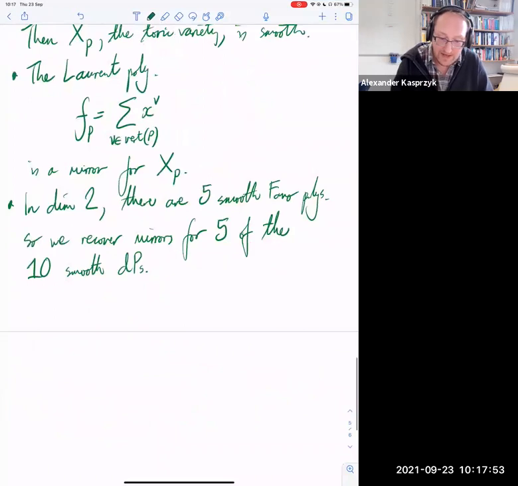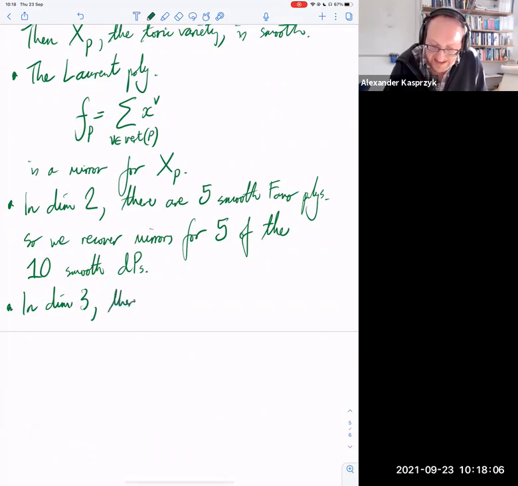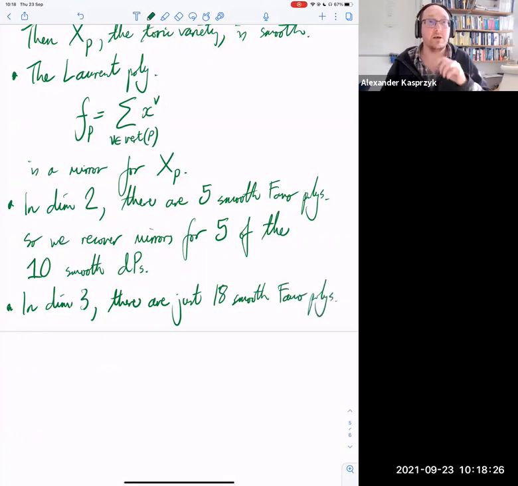Okay. What about in dimension three? Well, things are a little bit worse. 5 out of 10 isn't so bad, but in dimension three, there's only 18 smooth Fano polytopes. So we'll only recover mirrors for 18 of the 105 smooth Fano threefolds. Okay, so, you know, not as good.